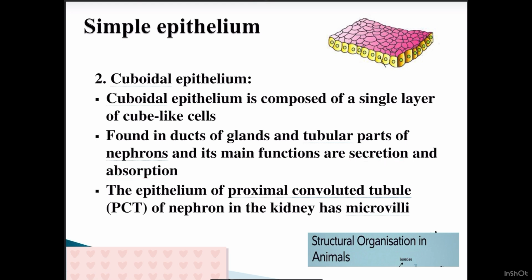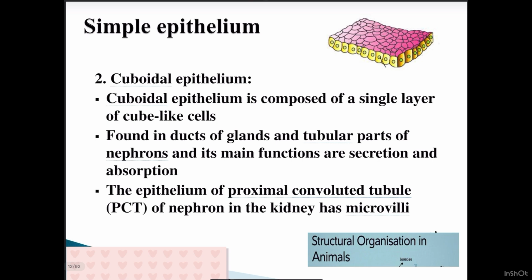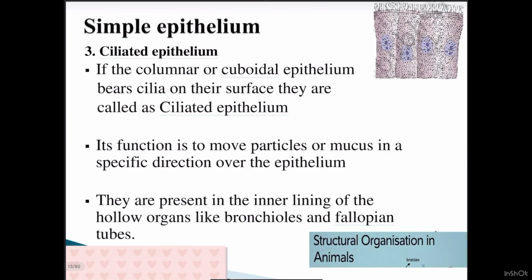The epithelium of a PCT, proximal convoluted tubule, consists of microvilli, which form a brush bordered cuboidal epithelial tissue. Cuboidal epithelial tissue is present in the PCT. Alright, and next we are going to see simple epithelial tissue.